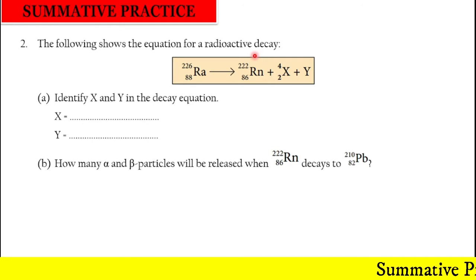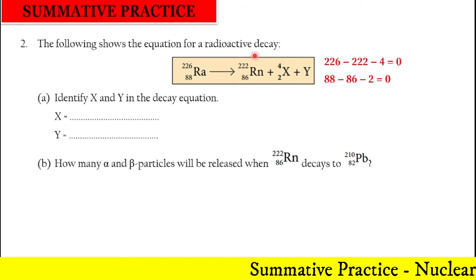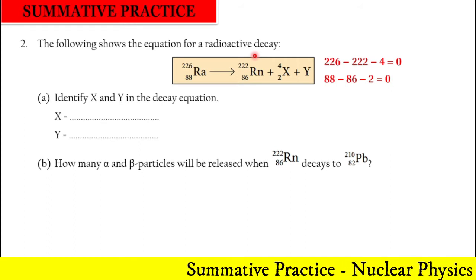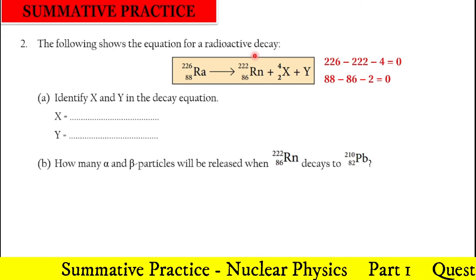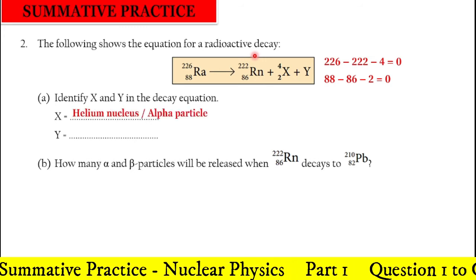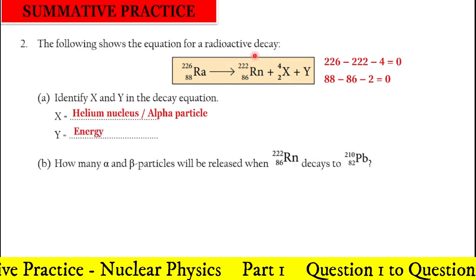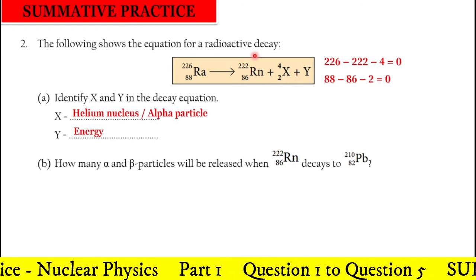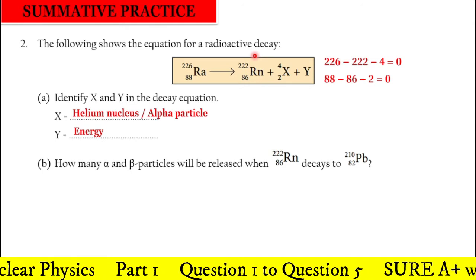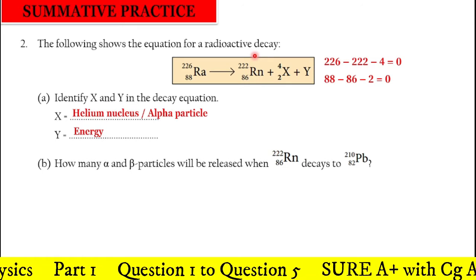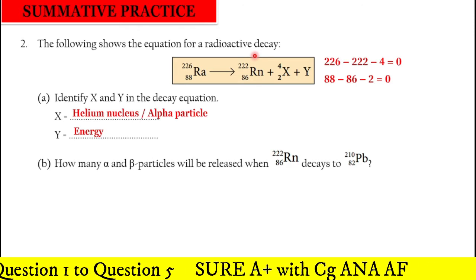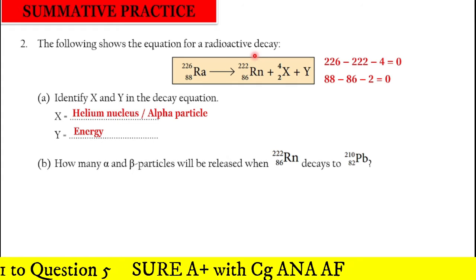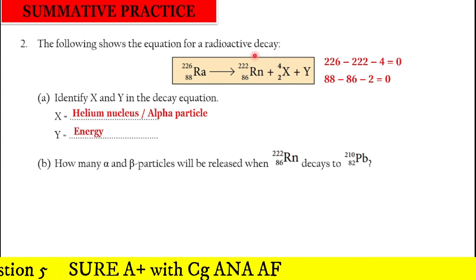So to identify x and y, you need the nucleon number and the proton number. Okay, kosong. Lagipun dia kata a radioactive decay. So what is x? 4 2 x. X refers to helium or you can say alpha particle. Alright. Y is energy lah sebab dia kata radioactive decay kan. Kalau misalnya dia kata secara decay je, kita boleh kata dia mungkin gamma. Tapi sebab dia cakap satu je decay, so tadi kita dah sebut alpha decay, means Y is the energy, nuclear energy.